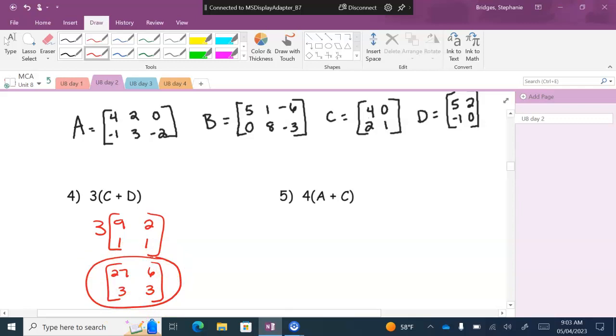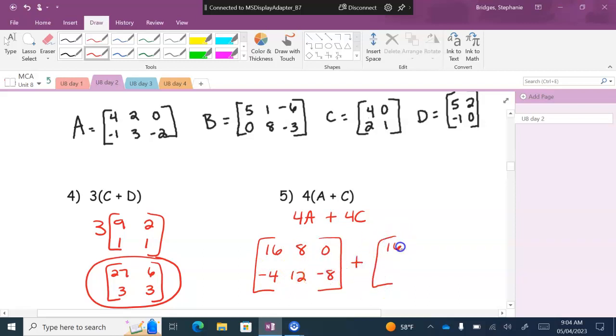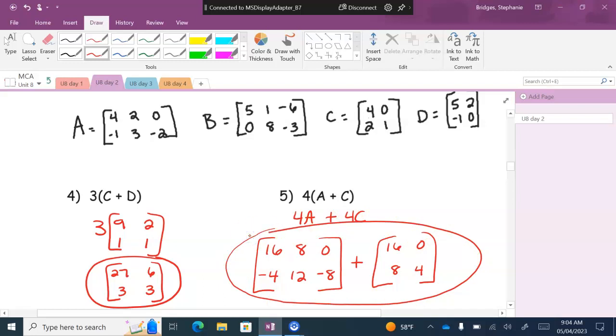And with 5, can I add A and C together? No, they are not the same size. So what I am going to have to do is multiply 4 by A and multiply 4 by C, and then I just leave my answer as 2 matrices that are being added together because I can't actually go any further. So for A, it's going to turn into 16, 8, 0, -4, 12, -8. And then for C, it's going to be 16, 0, 8, and 4. And again, because they are not the same size, I cannot go any further. I just don't write not possible because I can actually multiply them. I just can't go any further past that.